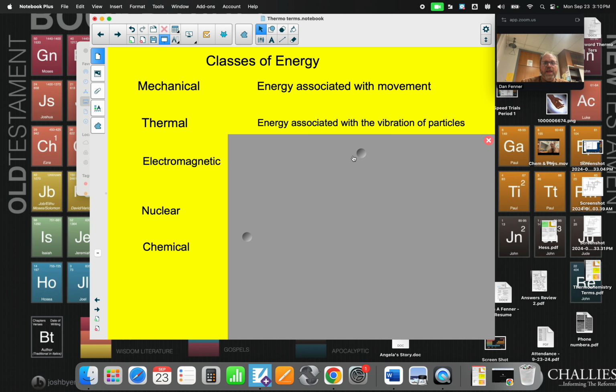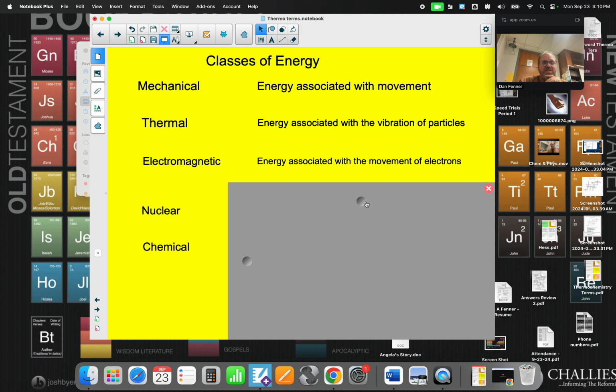Second is thermal, energy associated with vibration of particles. Remember we talked about before, talking about temperature. The more it vibrates, the greater the energy. The less it vibrates, the less the energy, all the way down to where it stops, and that's 0 Kelvin, where there's no motion at all.